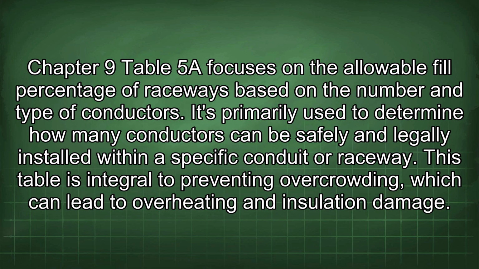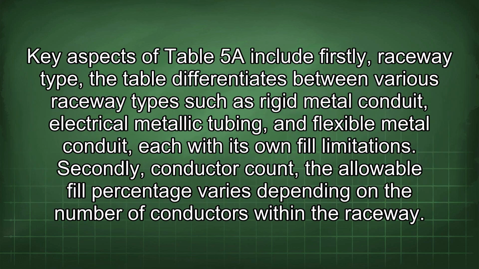Chapter 9 Table 5 focuses on the allowable fill percentage of raceways based on the number and type of conductors. It's primarily used to determine how many conductors can be safely and legally installed within a specific conduit or raceway. This table is integral to preventing overcrowding, which can lead to overheating and insulation damage. Key aspects of Table 5 include, firstly, raceway type.